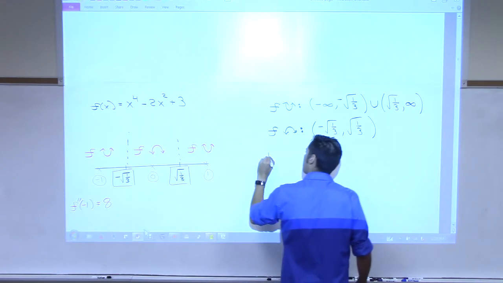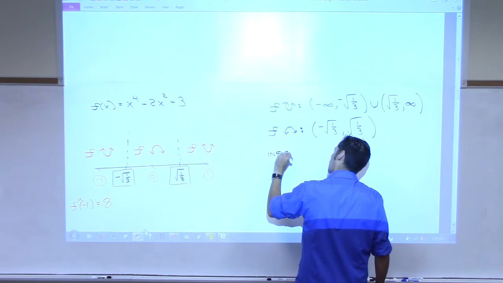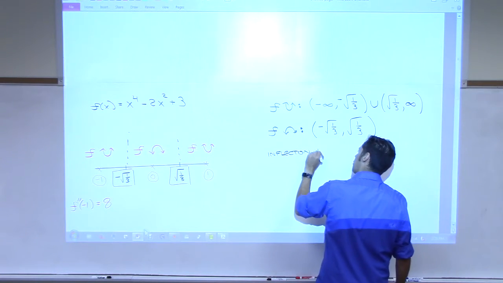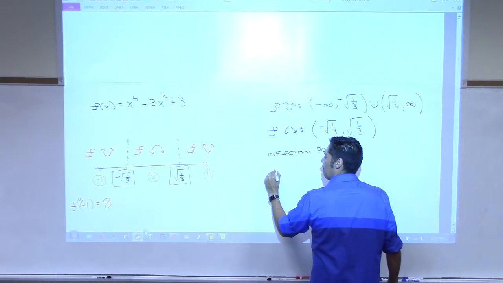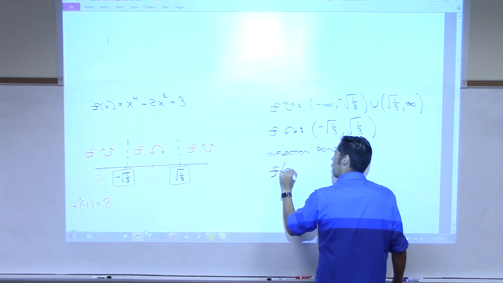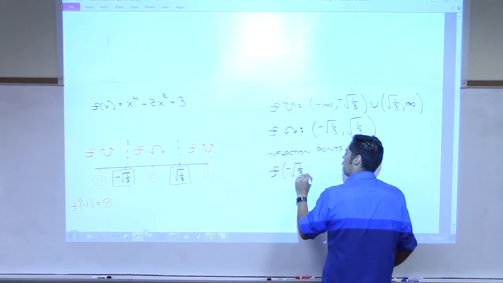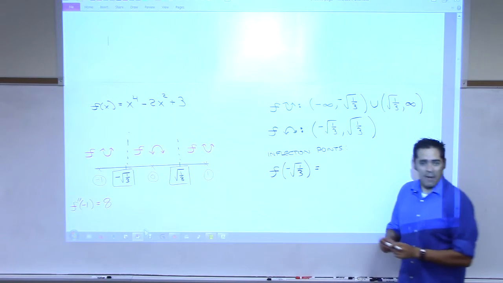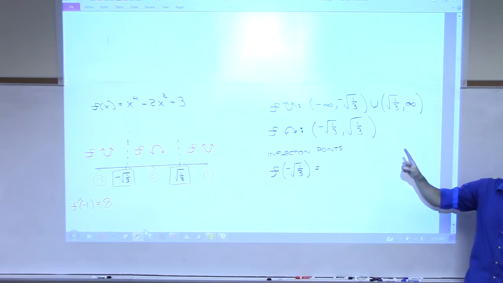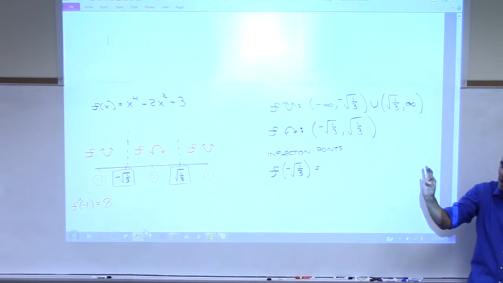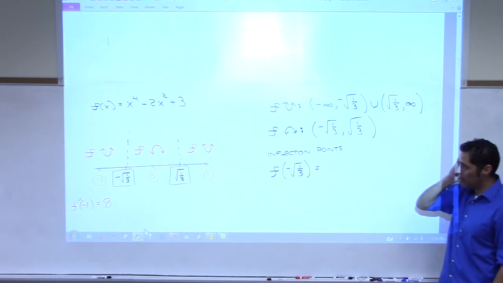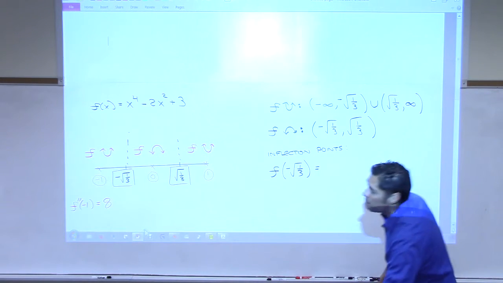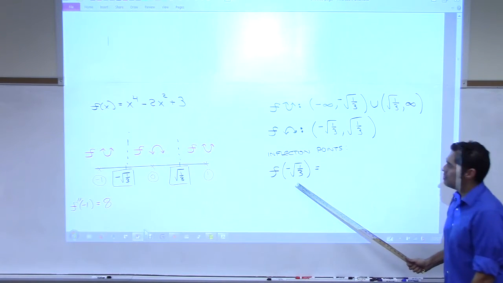So the inflection points are going to be, well, we have to take negative root 1/3 and plug it into the original function, to actually find the point on the graph of the original function that is the inflection point. So yeah, that sucks. You've got to plug that in.